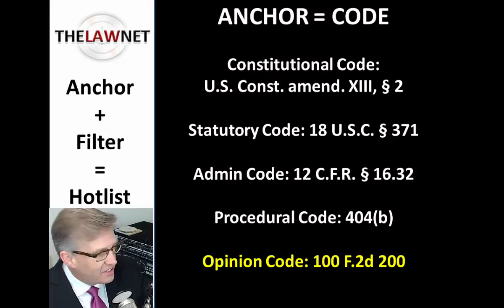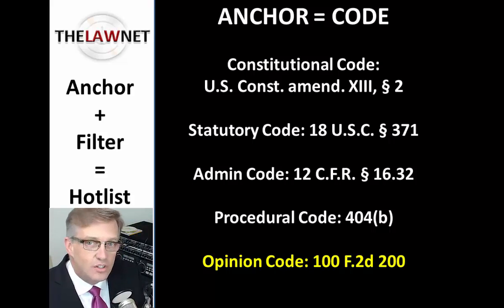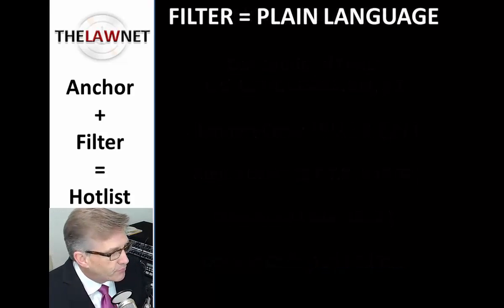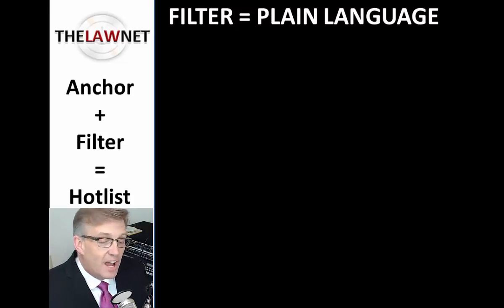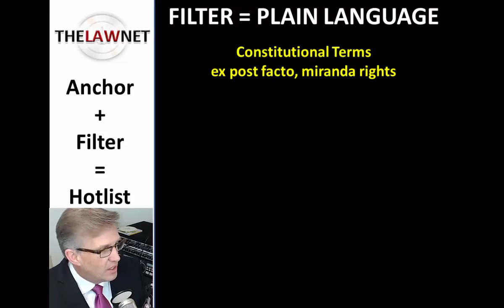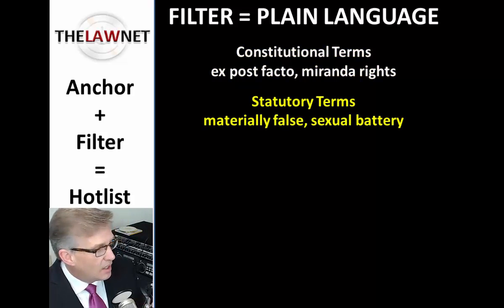So there are 5 different codes that can appear in a judicial opinion, and I don't think there are 6. I think 5 is it. No matter what judicial opinion you're looking at, we have these codes scattered throughout. And then the vast majority of the opinion, obviously, is just plain English language. We have constitutional terms like ex post facto, Miranda rights, right? Unique nomenclature that can act as filters.